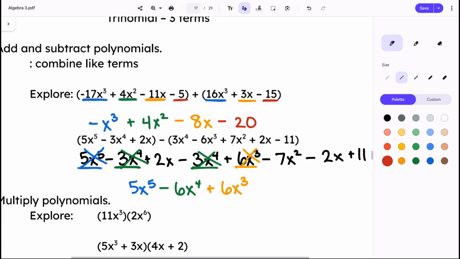7x squared. Good, that doesn't have anything with it as well. Next? And then 2x's. What happens with those? They cancel out because they're opposite signs. So they're actually gone. And what do I have left? 11. 11.